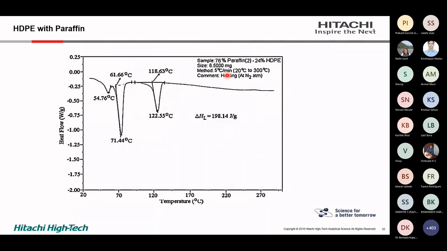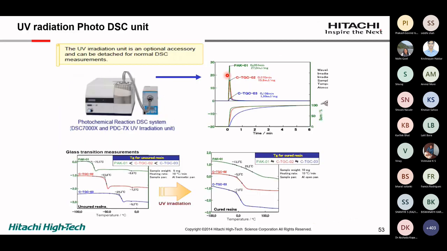Another application is shown over here for an HDPE and paraffin wax mixture. This is also a PCM material, a phase changing material. And you can quickly identify, first of all, whether it is the same PCM material mixed with the paraffin and HDPE or not, and the amount of enthalpy which is liberated. DSC can in future be upgraded to a UV spectrometer or UV radiation.